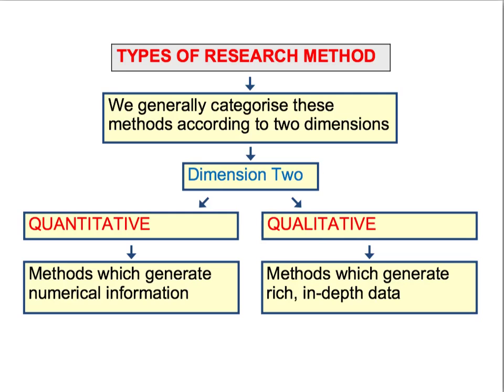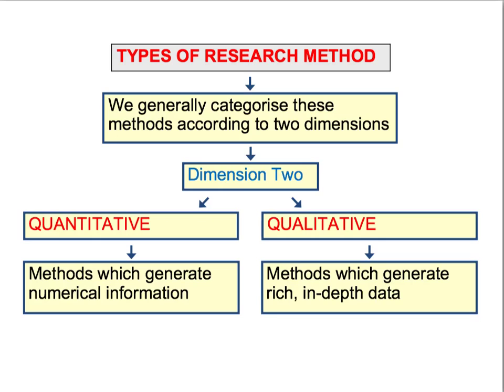Qualitative research methods, in contrast, are those research methods which generate non-numerical data. So qualitative research is about generating rich, in-depth descriptions of social life. So qualitative research methods allow the sociologist to explore the meanings that people give to both their own behaviour and the behaviour of others. And qualitative methods are particularly useful when sociologists need to gather in-depth data from a targeted group of people.